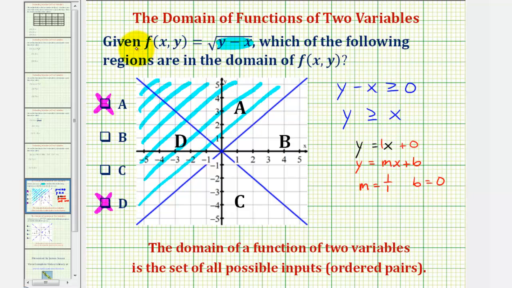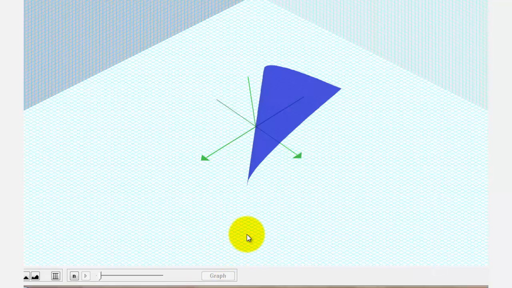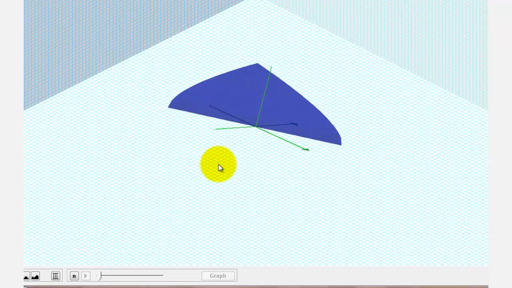Let's also graph this three-dimensional surface and look down on the xy plane to verify this domain. So here's the graph of our surface. This would be the positive x-axis here, and this would be the positive y-axis. So let's rotate this so that we have the positive x-axis moving toward the right and the positive y-axis moving upward.